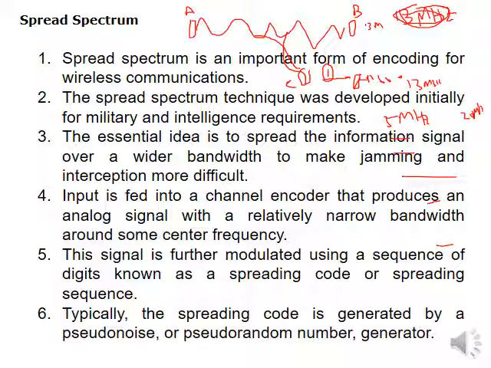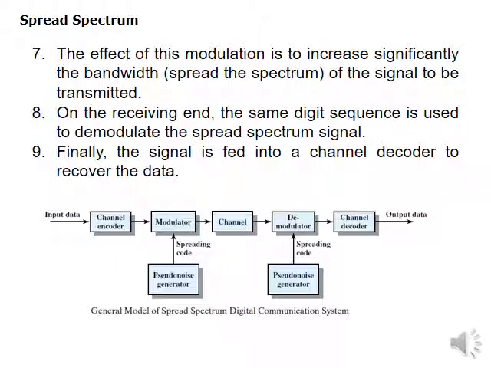Input is fed into a channel encoder that produces an analog signal with a relatively narrow bandwidth around some center frequency. This signal is further modulated using a sequence of digits known as a spreading code or spreading sequence. Typically, the spreading code is generated by a pseudo noise or pseudo random number generator. We have gone through the pseudo noise.